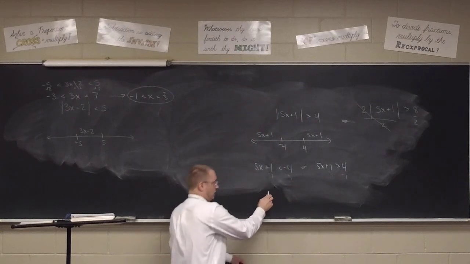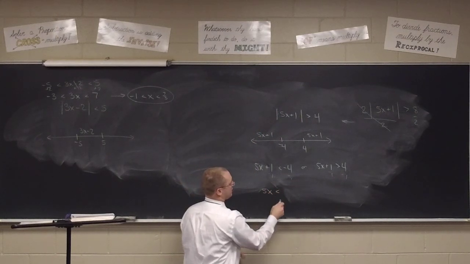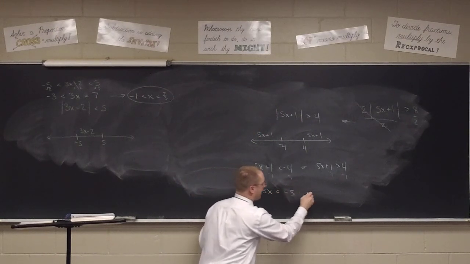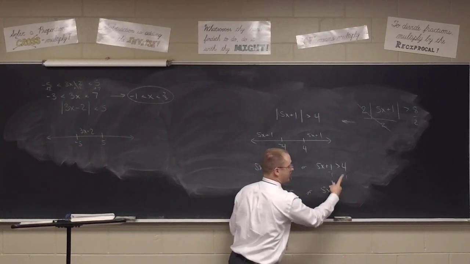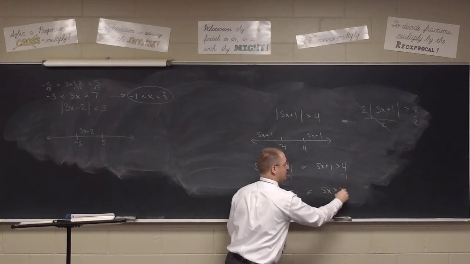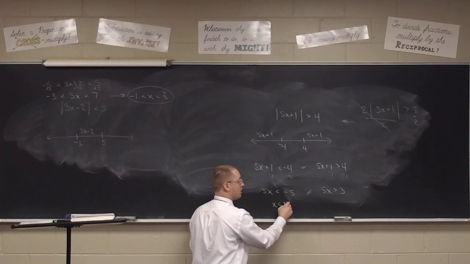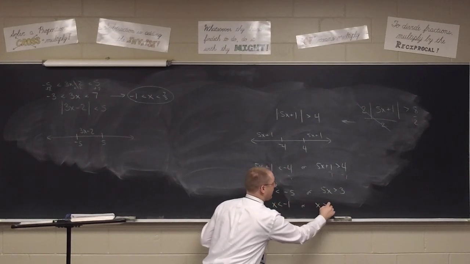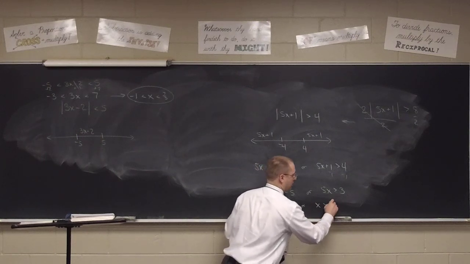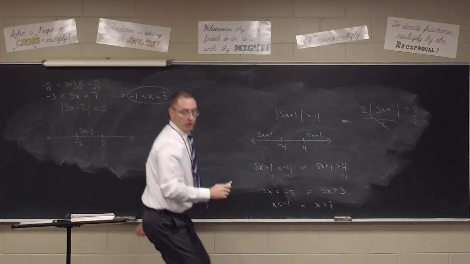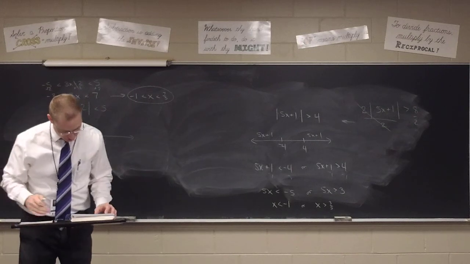And of course that'll get me here, class, 5x is less than negative 5, or you can say 5x is greater than positive 3. So x is less than, or x is greater than 3/5. One more, and then we'll be done. Stay with me should the bell ring.